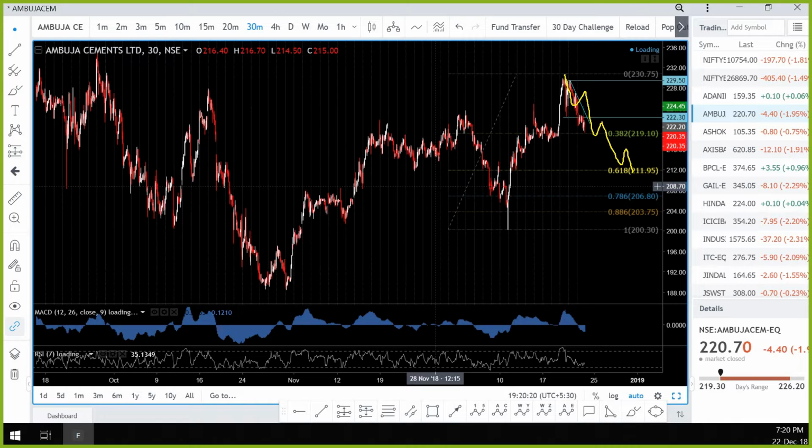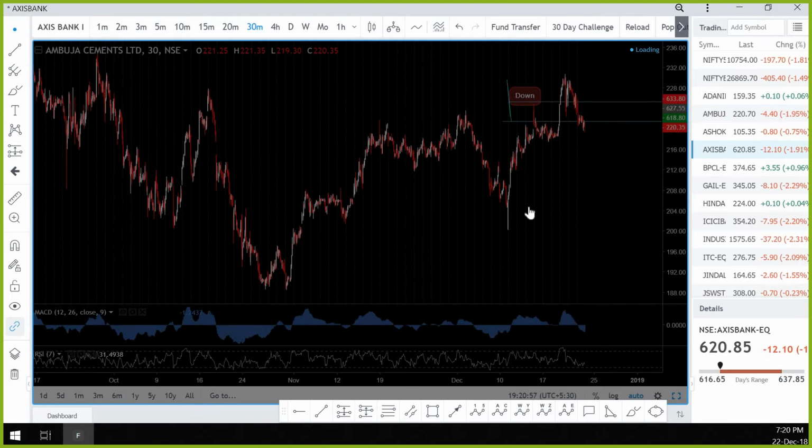If this is coming correctively, we are expecting one more up. If it comes impulsively, we'll expect next correction and sell it for the next move. So those are the places, but as long as you're not breaking this high, look for the sell setup, ignore the buys. Ashok Leyland, not a big deal.